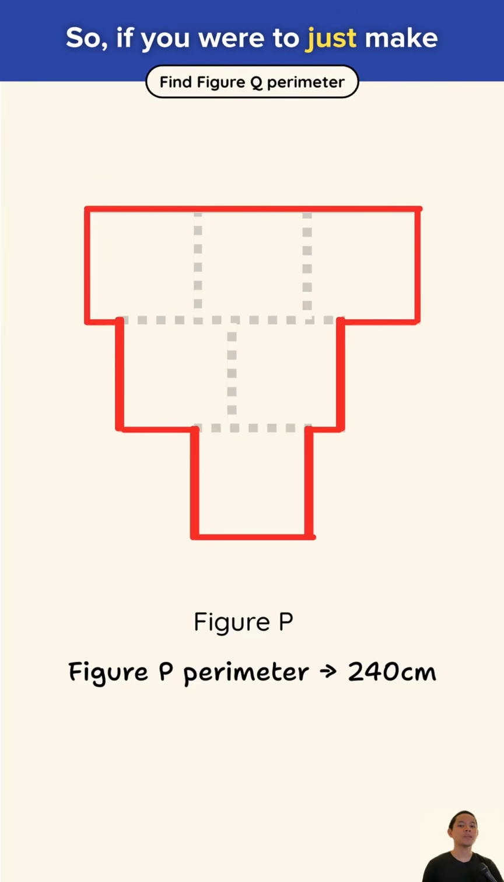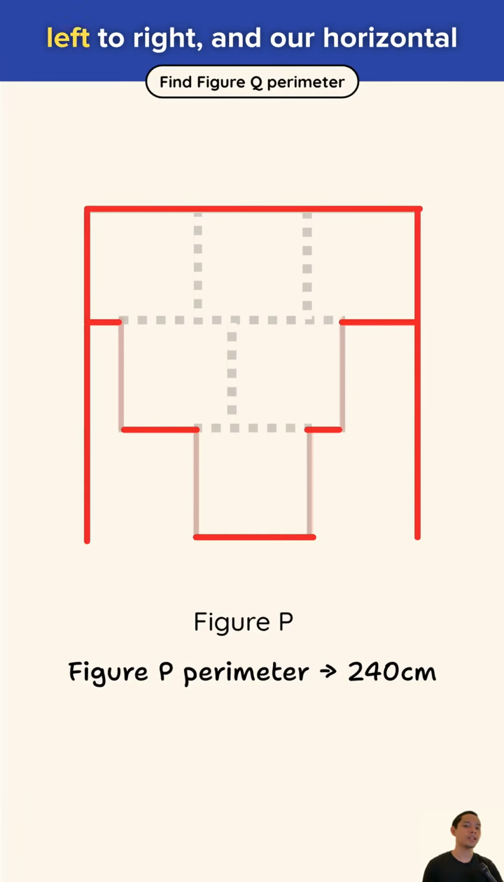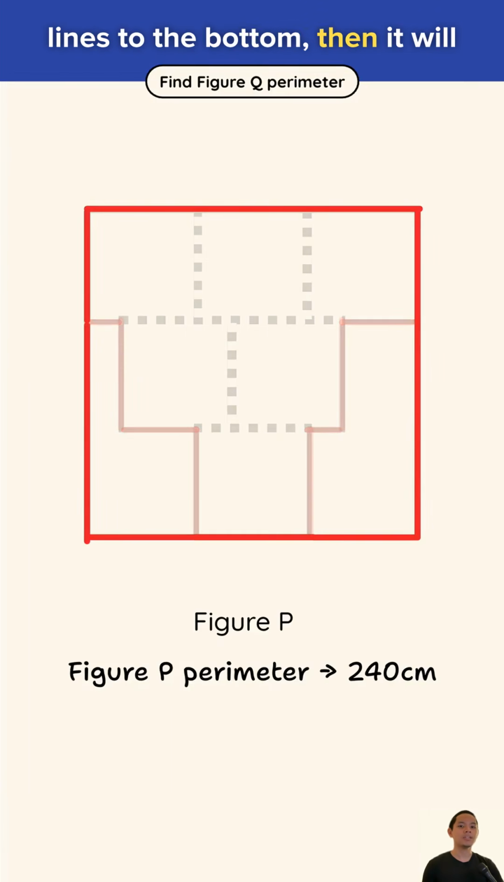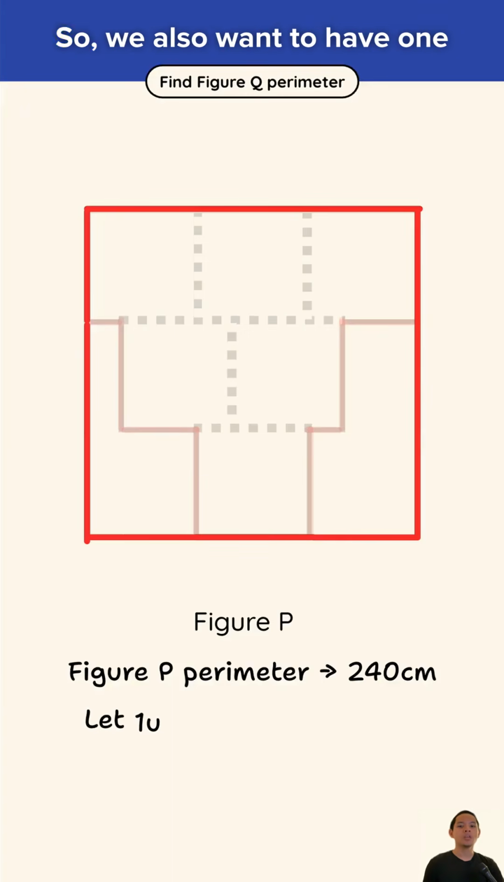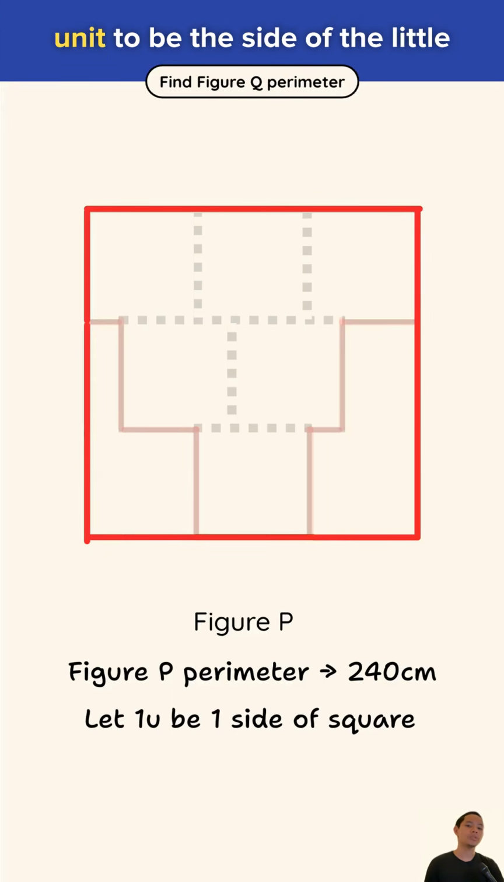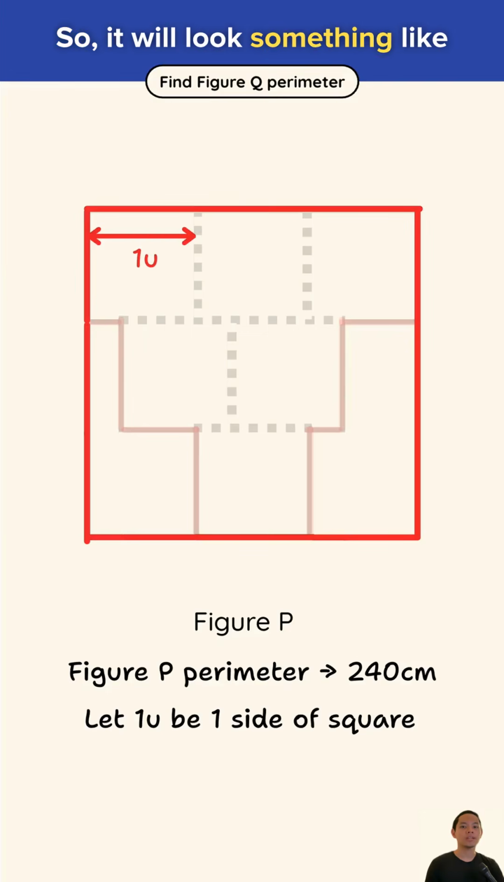So if we were to just move, I will say, the vertical lines from left to right and our horizontal lines to the bottom, then it will look like a familiar shape, which I'm assuming here looks similar to a square or maybe a rectangle, but we need to double check first. So we also want to have one unit to be the side of the little square inside of this outlined shape. So it will look something like this.